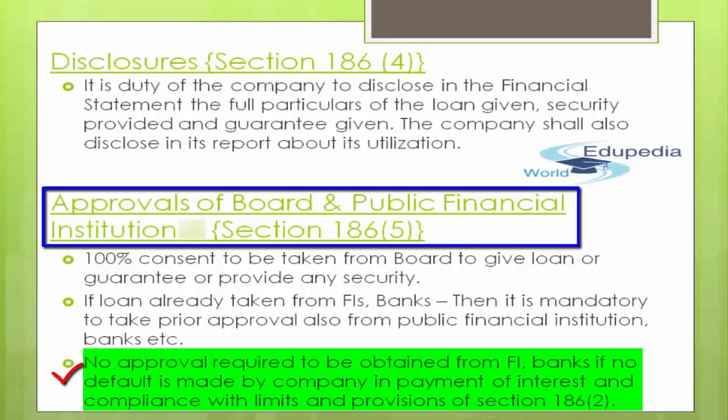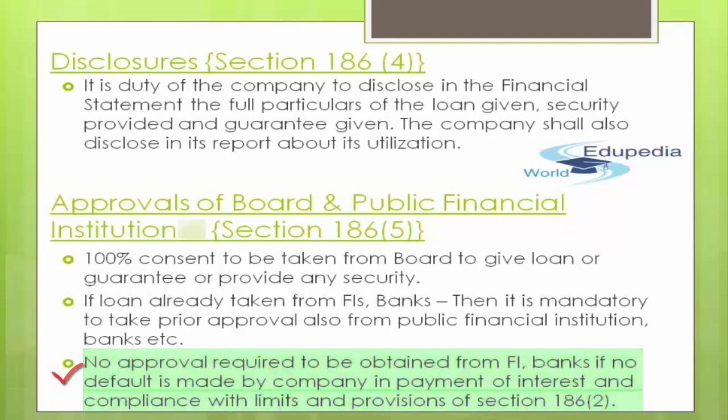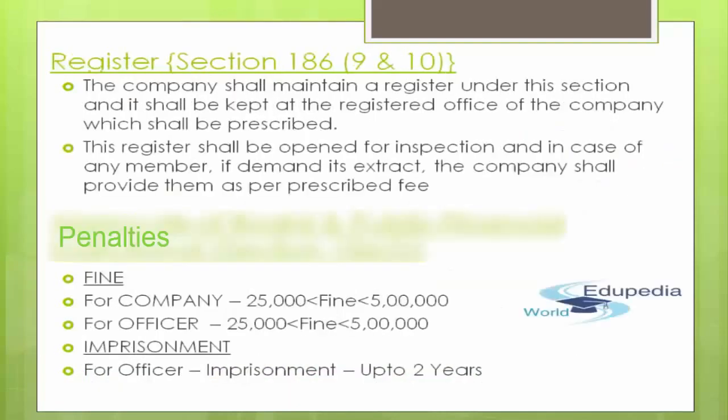So the approval from public financial institutions shall not be required where the company has not made any default with respect to payment of interest, and it has complied with each and every limit and provision mentioned under section 186 subsection 2. I hope that's pretty clear to you about the disclosure as well as the approvals of board and public financial institutions. Are you guys ready to take up the next topic? Perfect. Let's move with that.